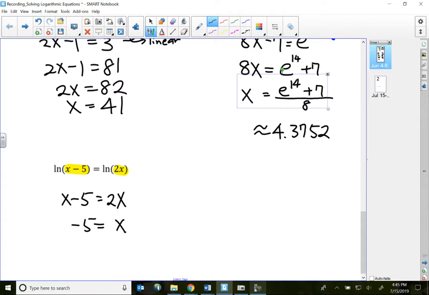But now think about this, okay? If I plug in negative 5 where the x is, that will actually be negative 10 here. Cannot take a natural log of a negative number. So I actually have no solution. Because if I plug in negative 5 into any one of the x, I cannot take a natural log of a negative. So this problem is no solution.